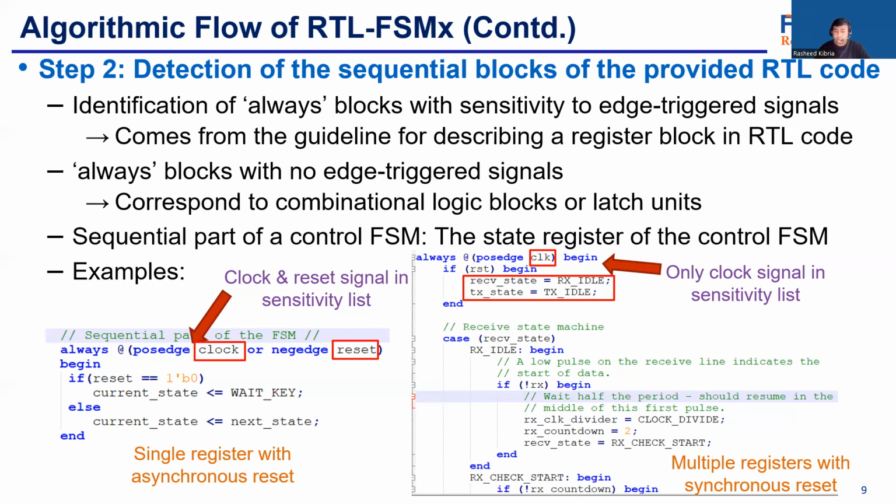Here I have shown two illustrative examples of it. On the left-hand side, we see a single register with asynchronous reset, and both the clock and reset signals are present in the sensitivity list. On the right-hand side, we have multiple FSM state registers declared in the same block, and they are driven by synchronous reset, because only the clock signal is present in the sensitivity list, and we find the reset signal in the if block.